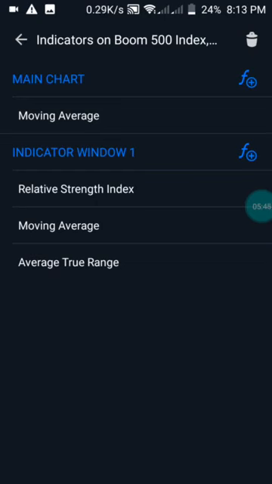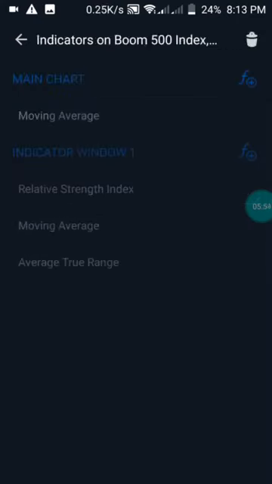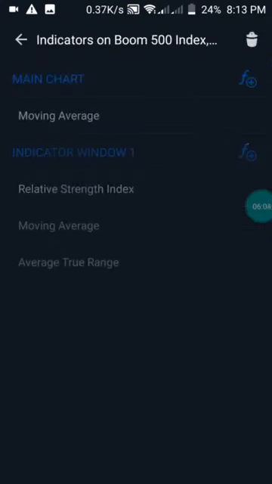We have the main chart, which is the moving average of 150. We have the exponential, we have apply to close. Just screenshot it, I don't want this video to be too long. Then you press undo. Then we have our relative strength index. We have the period of 6, we have apply to close, we have black here, we have the two levels 25 and 75 here. Then you press undo.